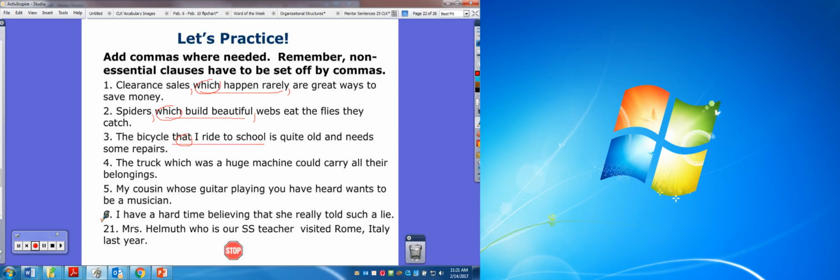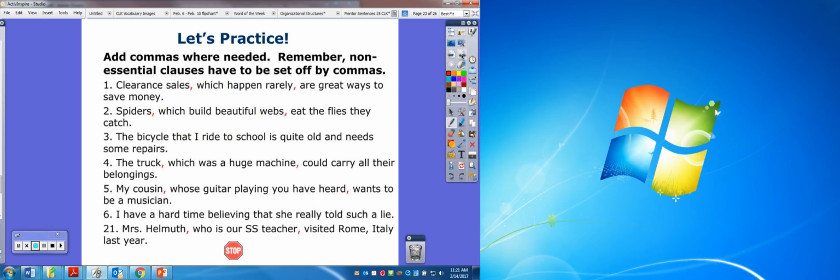Miss Helmuth, who was our social studies teacher, visited Rome, Italy last year. Ask yourself, do we need commas? Do we know who Miss Helmuth is? And when there's a given name, hint, hint, you do not need commas.